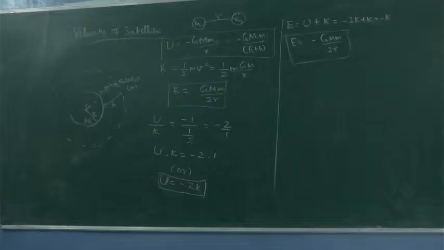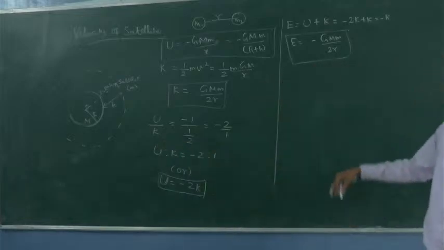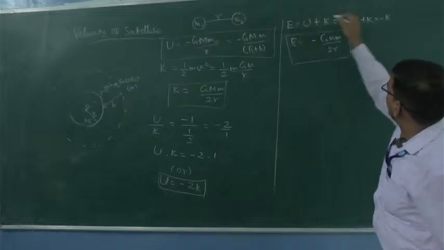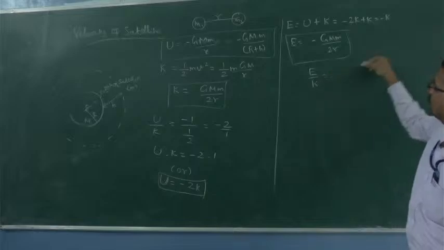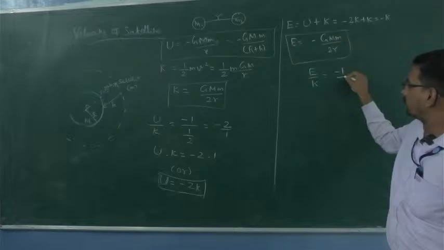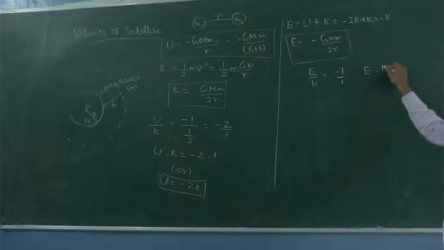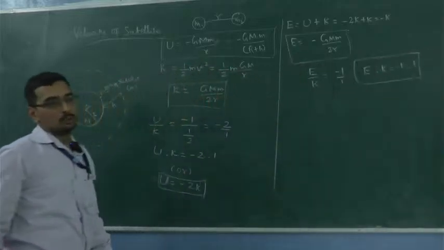So far we discussed three kinds of energy: potential energy, and then total energy. First ratio, U and K, where U is potential and K is kinetic. The second ratio, total energy and kinetic energy. Just take the K value this side. Then what is remaining? Minus 1. Correct? Total energy and kinetic energy ratio is minus 1:1. Potential energy and kinetic energy ratio is minus 2:1.